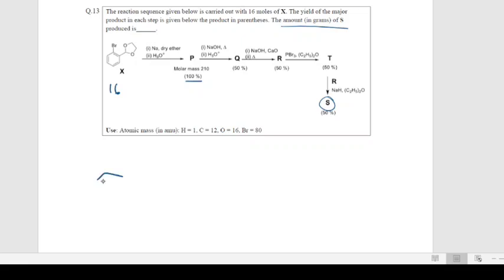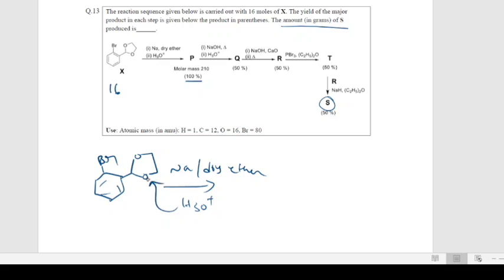If we consider the X here, X is nothing but Br, and here you will get the ketal. Sodium in presence of dry ether means definitely Wurtz-Fittig reaction. And here they have given the hydrolysis also. This hydrolysis is for this particular ketal form, which converts into CHO here. Here the aldehyde group is protected, right? So on hydrolysis again we will get back that CHO.